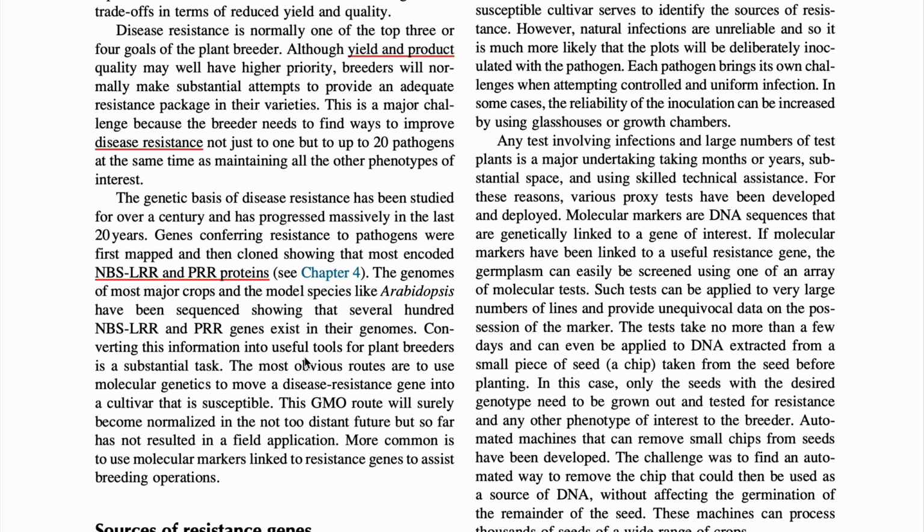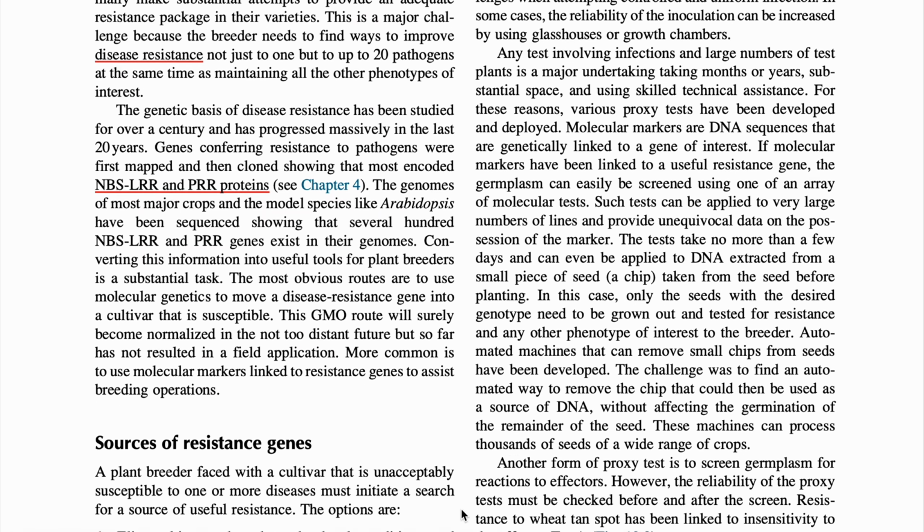Converting this information into useful tools for plant breeders is a substantial task. The most obvious route is to use molecular genetics to move a disease resistance gene into a cultivar that is susceptible. This GMO, genetically modified organism, route will surely become normalized in the not too distant future, but so far has not resulted in a field application. More common is to use molecular markers linked to resistance genes to assist breeding operations.